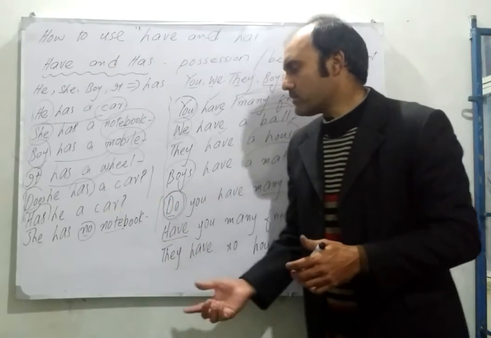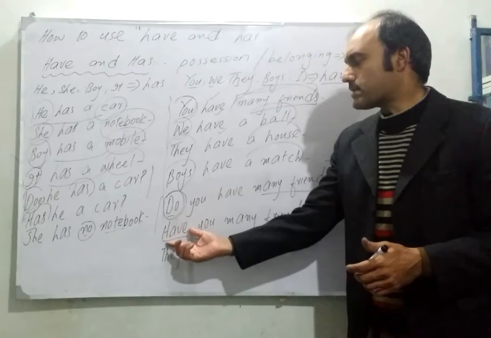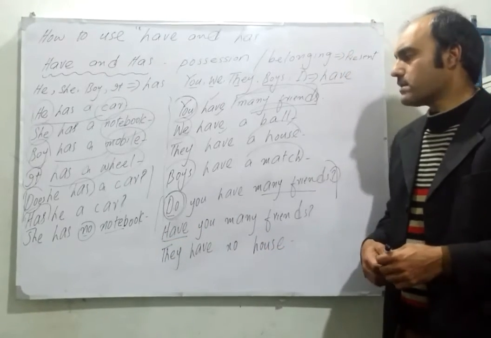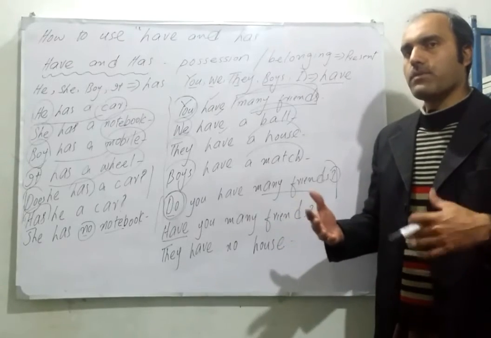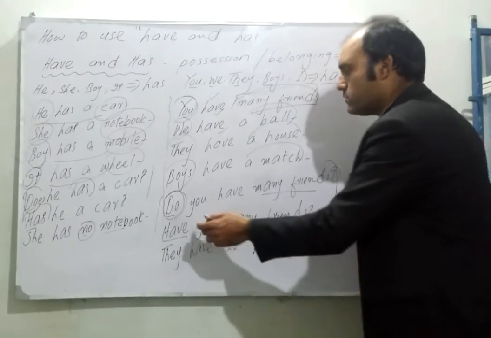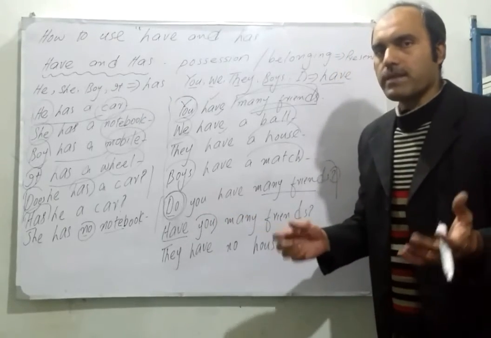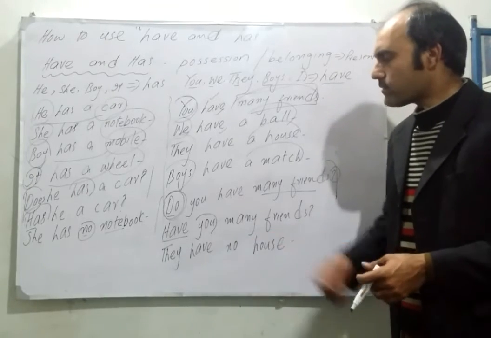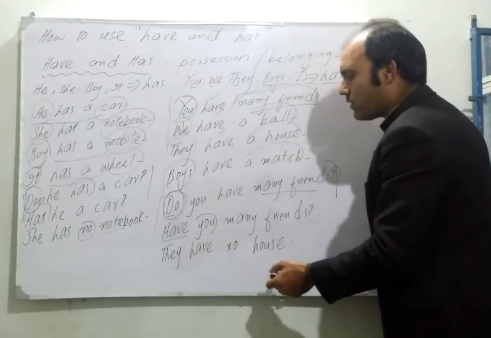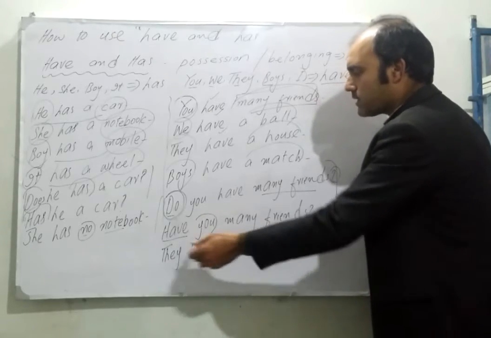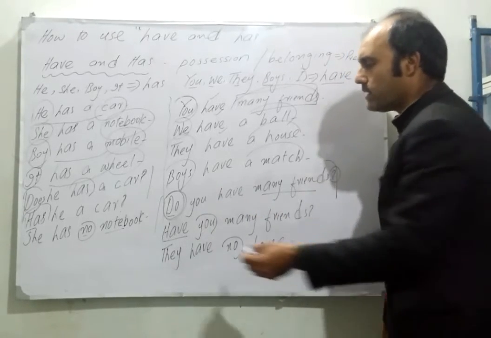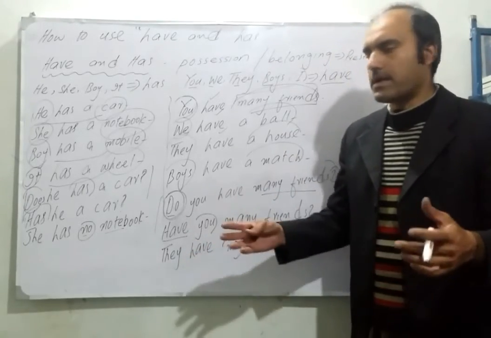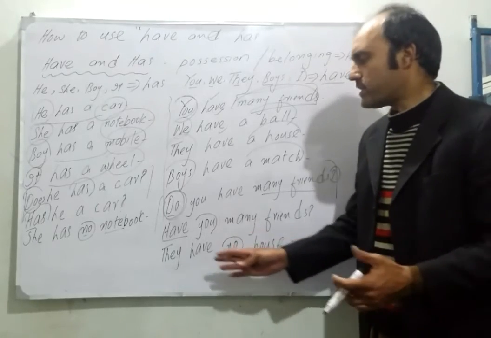Here I told you our sentence started with have. This is an interrogative sentence. We have a question here. For example, we are going to ask you, have you many friends or not? Suppose something like this. Now come to this example. They have no house. The word no makes this whole sentence negative. They have no house means they are not the owner of the house. A house is not in the possession of they.